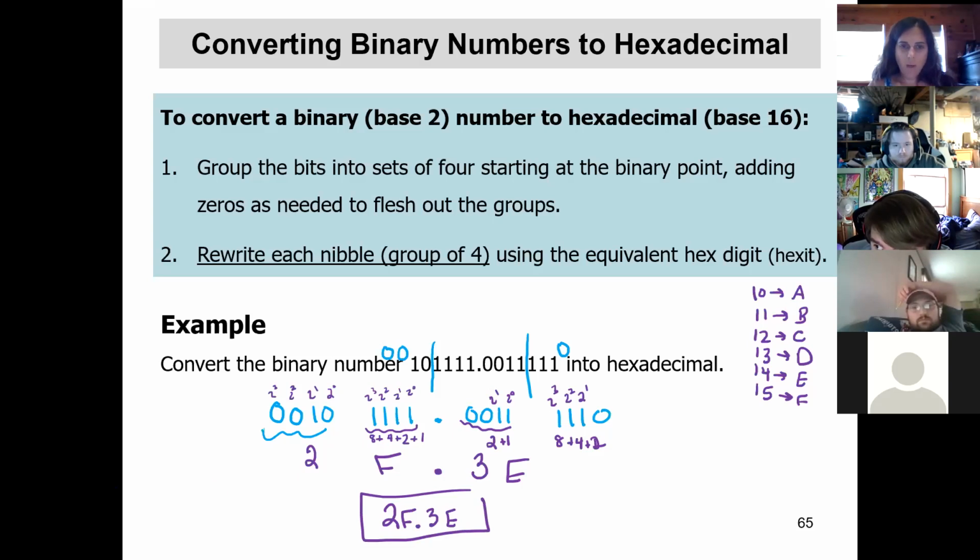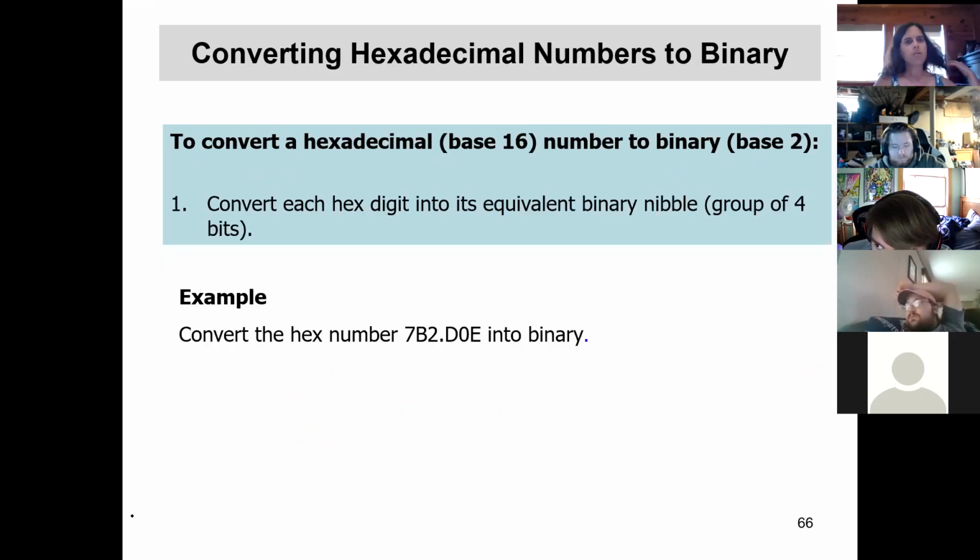Okay, so we don't have much more, but I do want to make sure we practice the rest of these. Converting from hexadecimal, base 16, to binary, base 2, we're going to convert each hex digit into its equivalent binary nibble, a group of 4 bits. So the hex number 7B2.D0E, we're going to put that into binary.